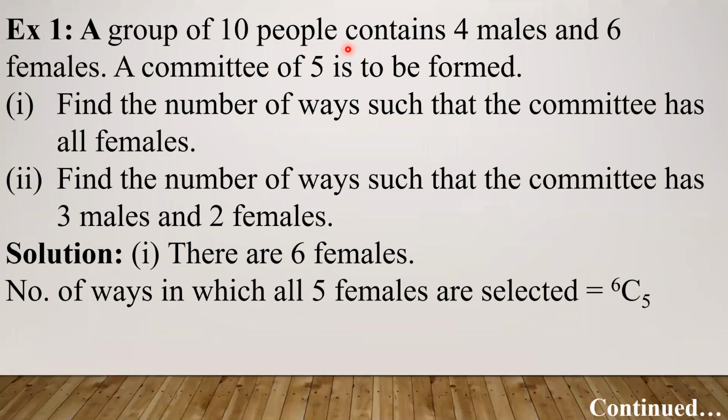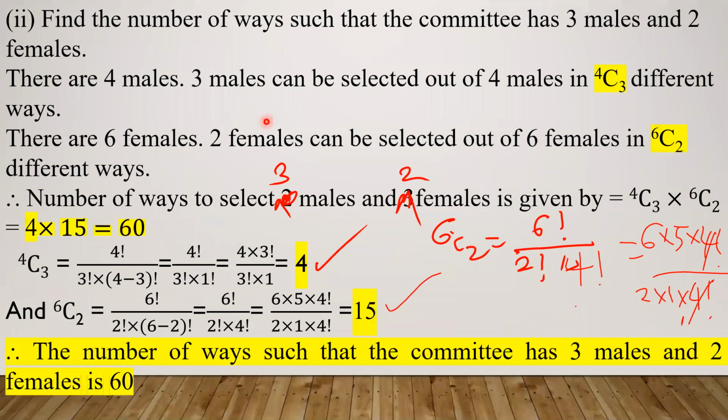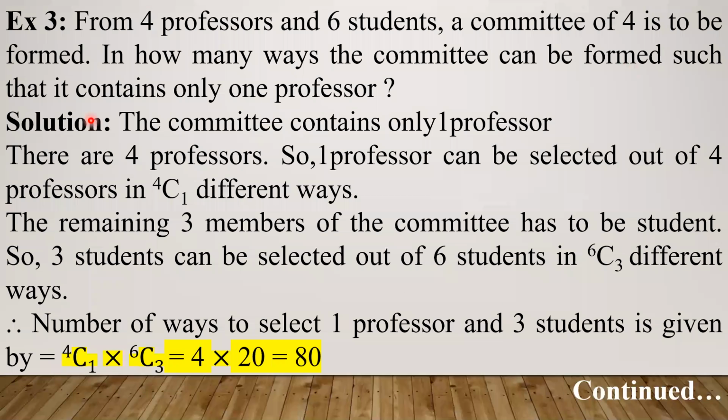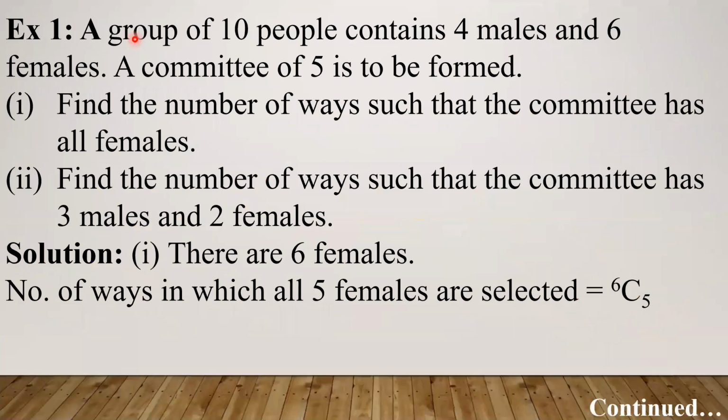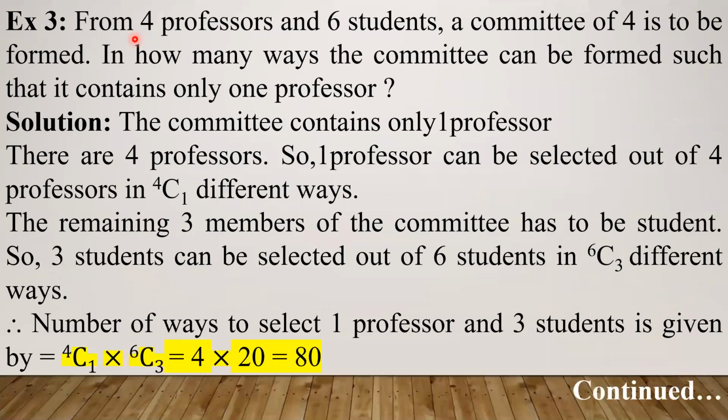A group contains 10 people, 4 male and 6 female, and a committee of 5 is to be formed which should contain 3 male and 2 female, and also all female. So this question is somewhat similar to that. Instead of male and female in the first question, in this question there are 4 professors and 6 students. There are a total of 10 people. 4 are professors and 6 are students.